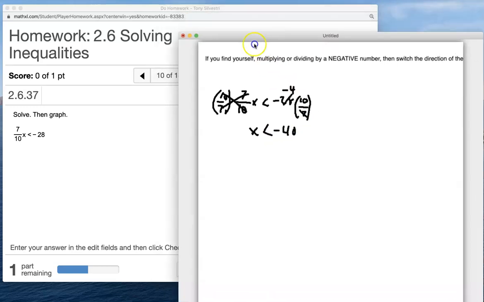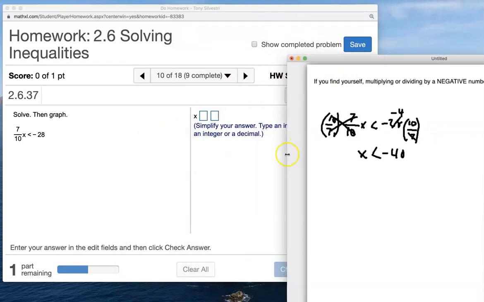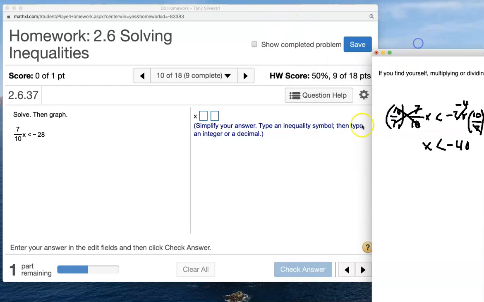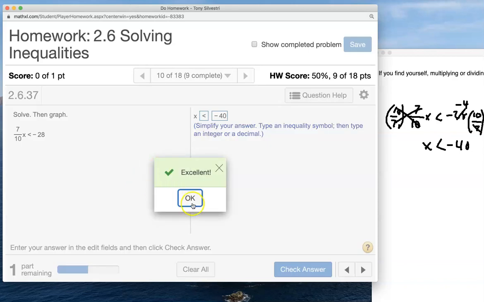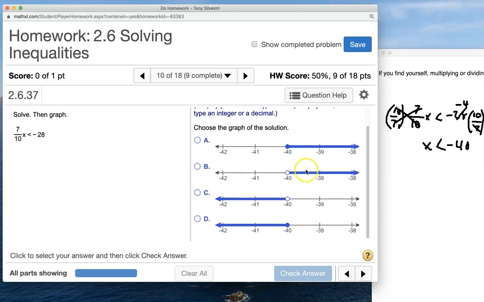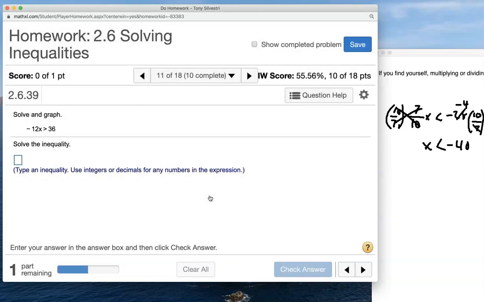Okay, where's negative 40? Where did I put that? Okay, put this over here, and so what do we have here? X is less than negative 40. Excellent. Just when you think it's done, we have to graph it. X is less than, hollow line to the left, right there. Good job. Okay, the magic is going to happen now.